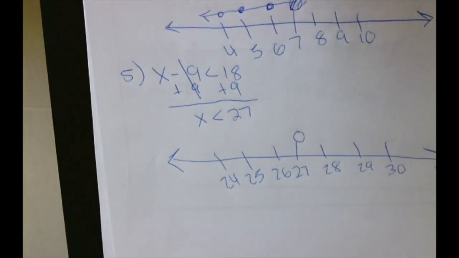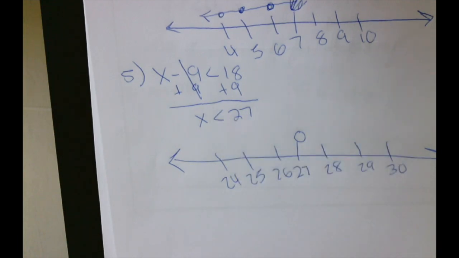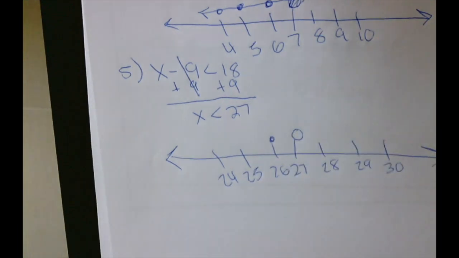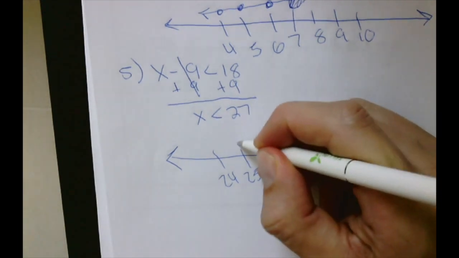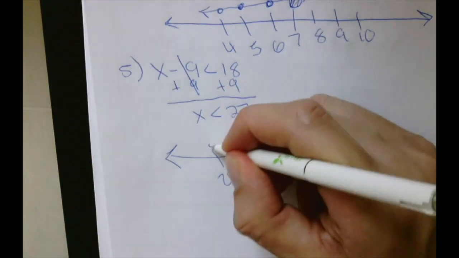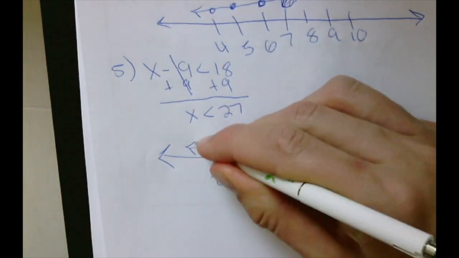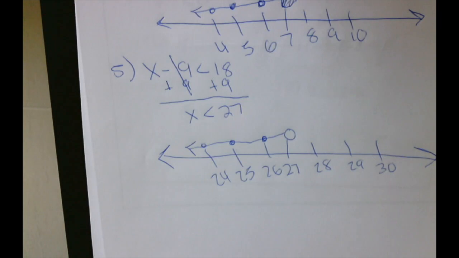It's an open circle because there's no line underneath. And our solution does not include 27. Next, I think about what can go in for x. 26 is less than 27. 25 is less than 27. And so is 24. I connect my dots and draw an arrow through them. And there we go. X is less than 27.